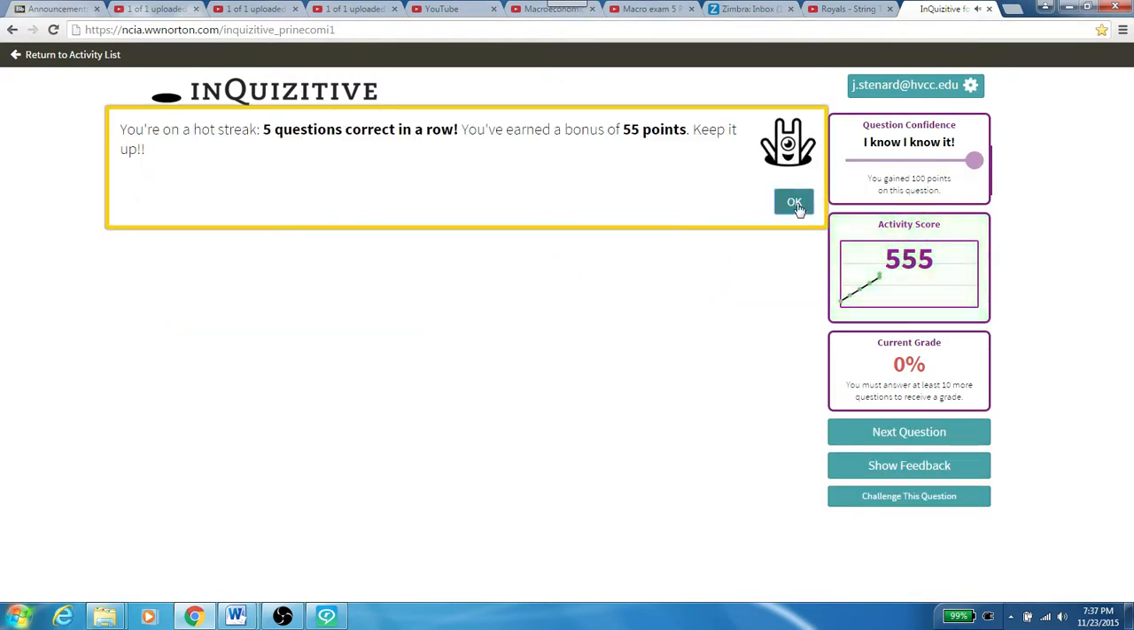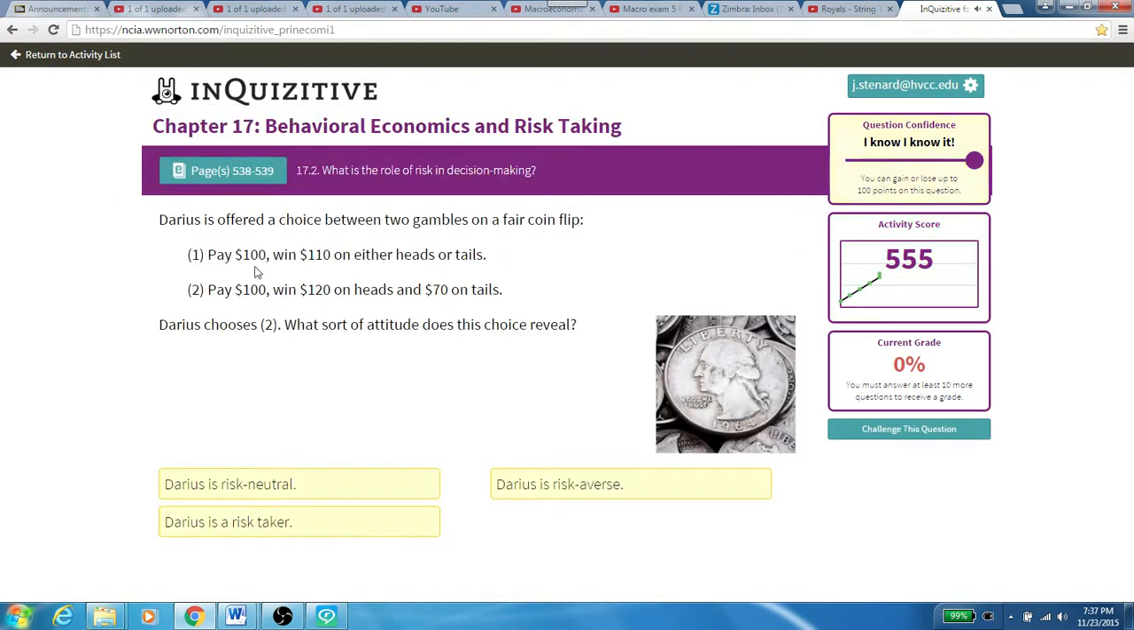All right, 5 questions in a row. We're on a roll. Let's do it. Darius is offered a choice between 2 gambles. Pay $100 and win 110, no matter whether it comes up heads or tails. So the value of that game is 110. Well worth paying $100 to play. Or pay $100 and possibly win 120, or possibly only get $70.